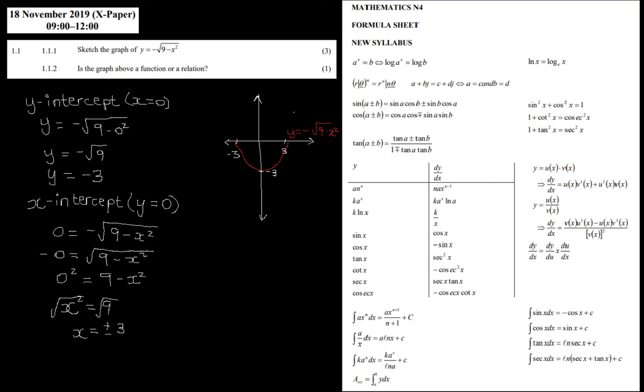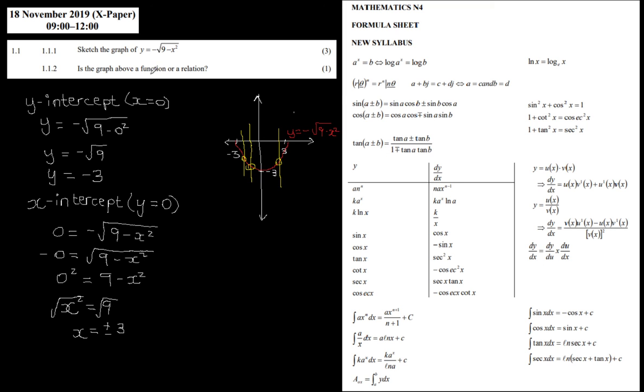Question 1.1.2 asks, is the graph a function or a relation? So again, we said with determining a function or a relation, the method that we use is we draw a vertical line parallel to the y-axis anywhere on the graph, or multiple lines, and see how many times the line that I draw cuts through my graph. In these two lines, each of them just cuts the graph once. So it doesn't matter where I draw it, I only have one place where it cuts the graph.